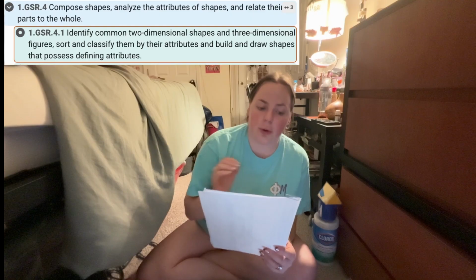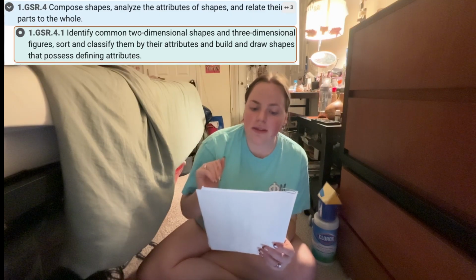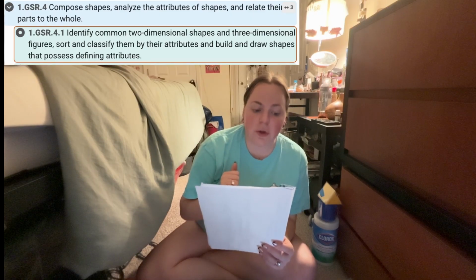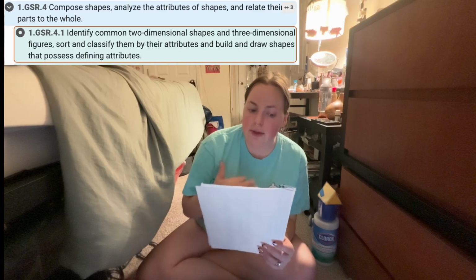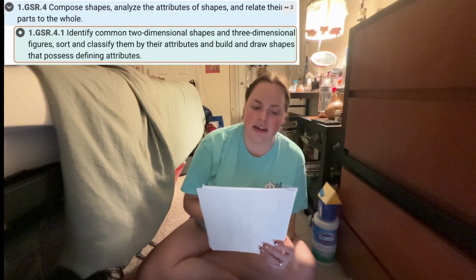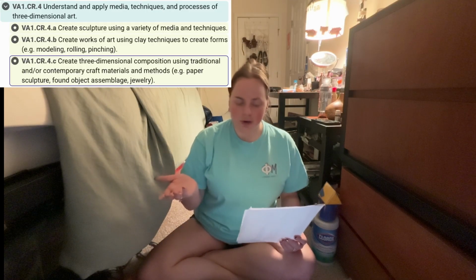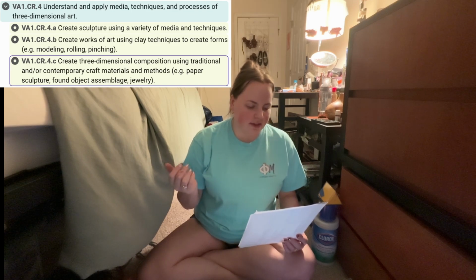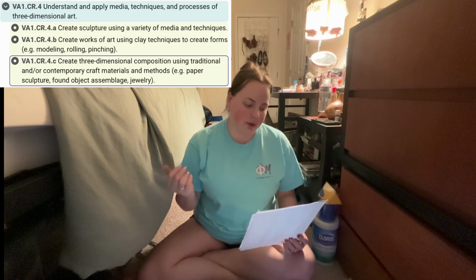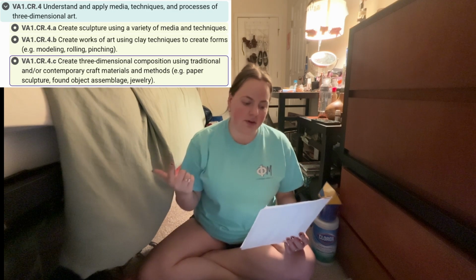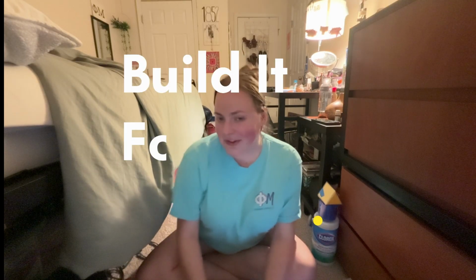So this is a first grade math standard, and it is 1 GSR 4.1. So this is identify common 2D shapes and 3D figures, sort and classify them by their attributes, and build and draw shapes that possess defining attributes. So I'm also tying this in with a visual arts standard, which is VA1 CR4C. It's also for first grade. Create 3D composition using traditional and or contemporary craft materials and methods. This could be found object assemblage or paper. So I call this presentation Build It, Fold It, Name It.